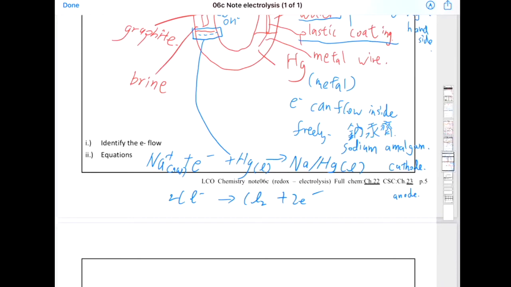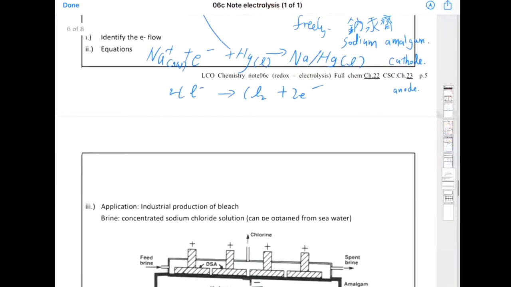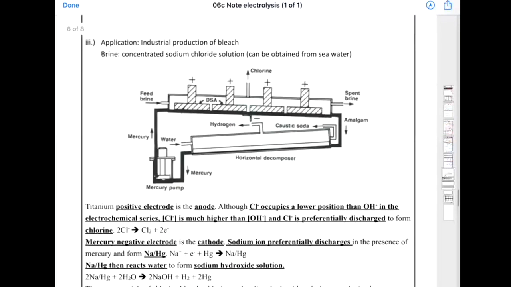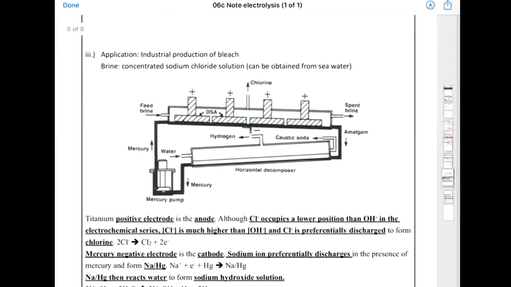And here is the way we can perform this electrolysis inside our laboratory. Then let's move on to the industrial level. Let's see how it can be done. And this cell is called the flowing mercury cell. And industrially, it can provide you three products.